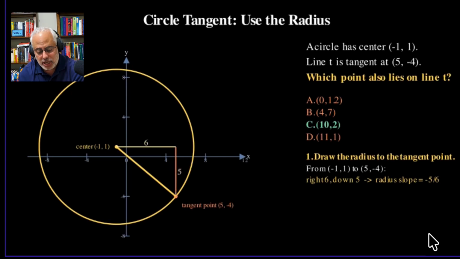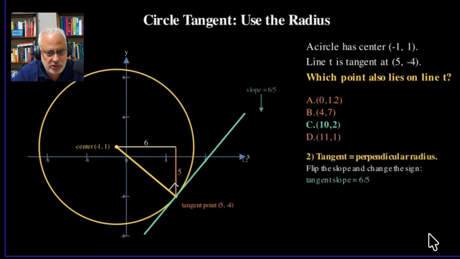Now I have a fundamental algebra element, which is the slope of the tangent line. You can see it here. So it's 6/5, thanks to that relationship between perpendicular lines and slope. So what is left? What is left is super easy. If I know the equation of the tangent line, that's it, because I can plug in those points A, B, C, and D, and I can find the answer.